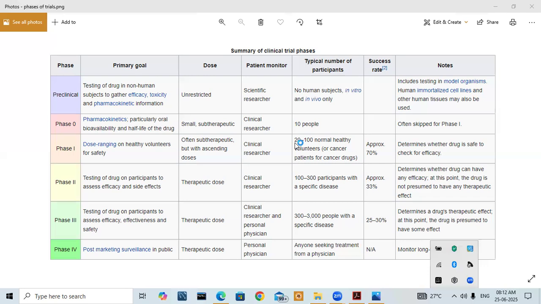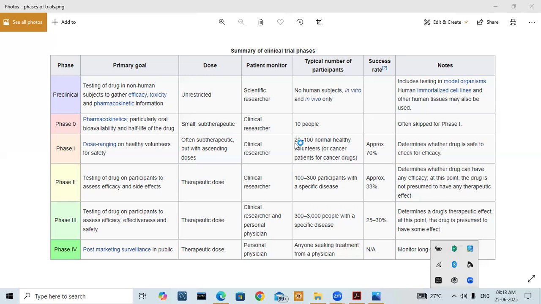That's why the drug is used on a smaller number of people, only 100 to 200. We are not taking a large number of people because we don't know yet. In phase 1, we are going to see the safety. After phase 1 studies only, we can confirm that the drug is safe. It can be used on other human beings also.